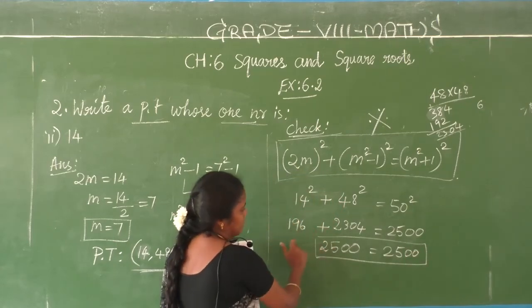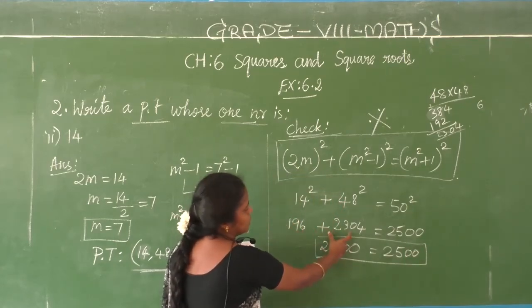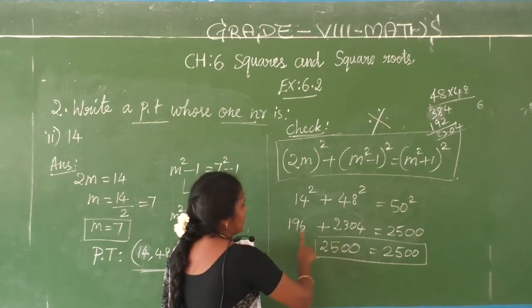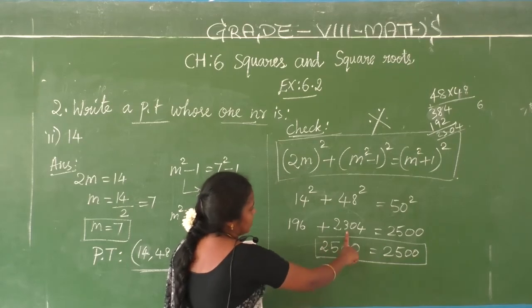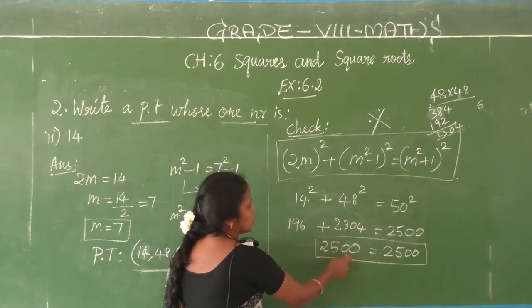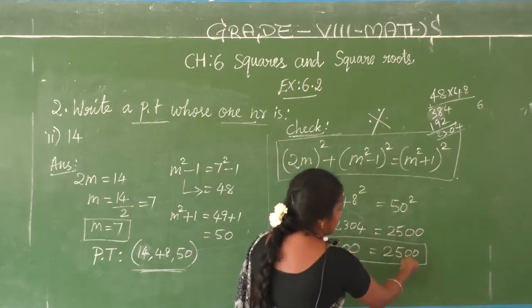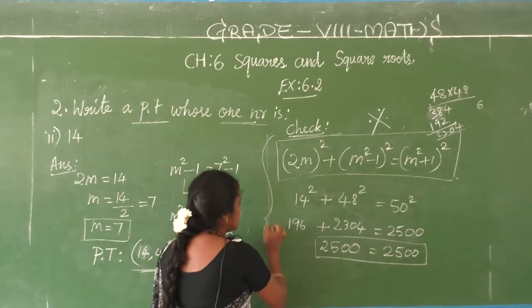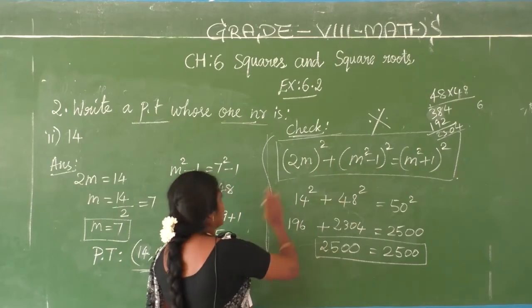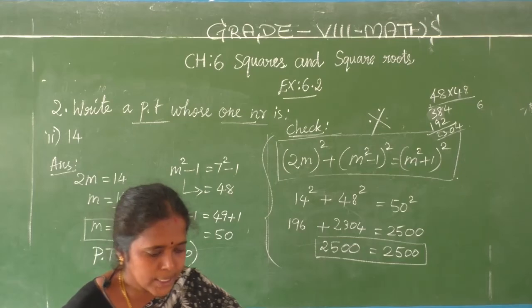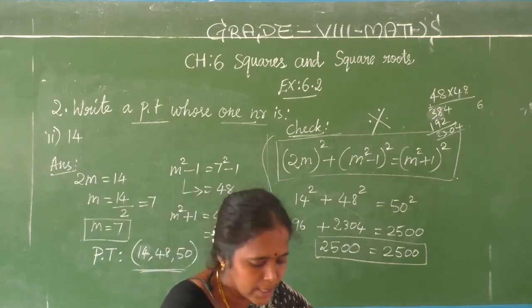Add our left hand side, 196 plus 2304. What comes? 4 plus 6 is 10, remainder 1, 0 plus 1 is 1, 1 plus 9 is 10, remainder 1, 3, 3 plus 1 is 4, 4 plus 1 is 5 with the 2. So 2500. The right hand side also has the same, so our answer is correct. This part is checking whether our answer is correct or wrong. Understood, children? There are 4 questions. One more sum I am going to put in this.